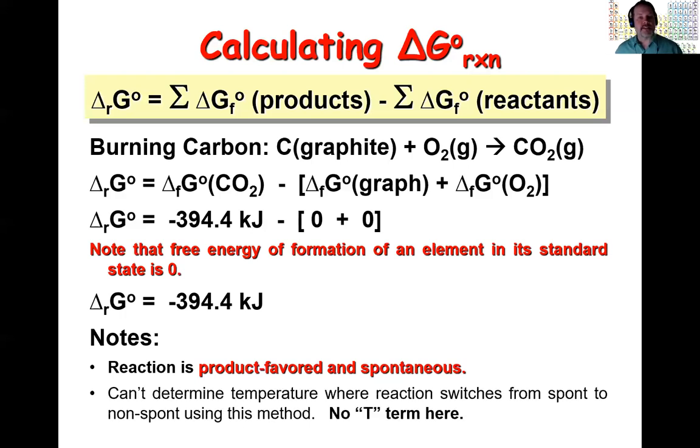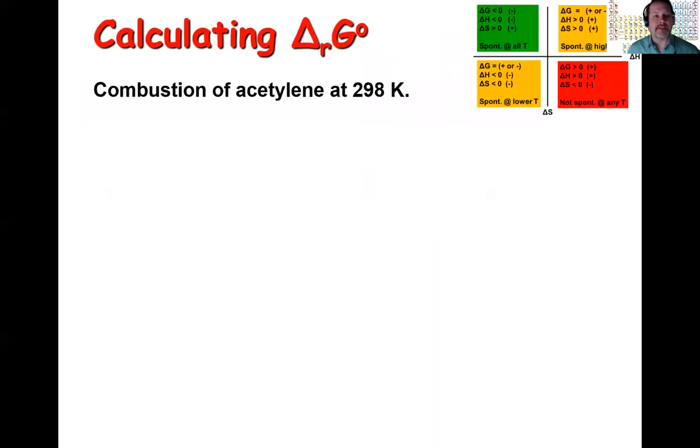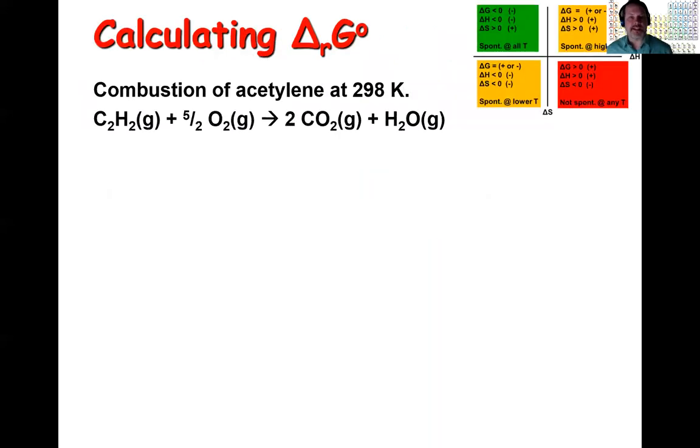Now, what's easy about this is it's pretty easy to plug in the numbers and get your sign. However, you cannot tell the temperature dependence with this type of chemical equation to calculate free energy. All right, what about combustion of acetylene? Let's look at another example.